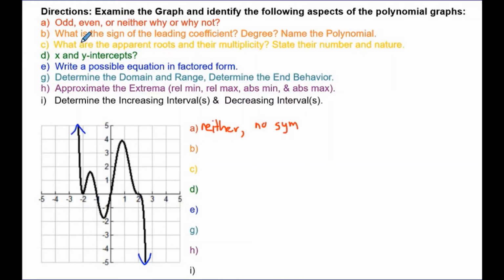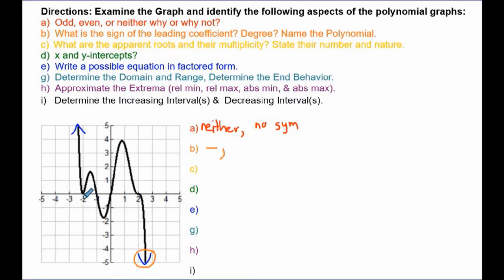So then B, what is the sign of the lead coefficient? What is the degree? And then name the polynomial. So the lead coefficient is always determined by the right side end behavior. Ignore the left side because the negatives make things opposite, makes it complicated. But on the right side, the inputs are positive, so whatever you see the outputs doing will tell you what the end behavior is. In this case, it is going down. So the first answer is the lead coefficient will be negative.